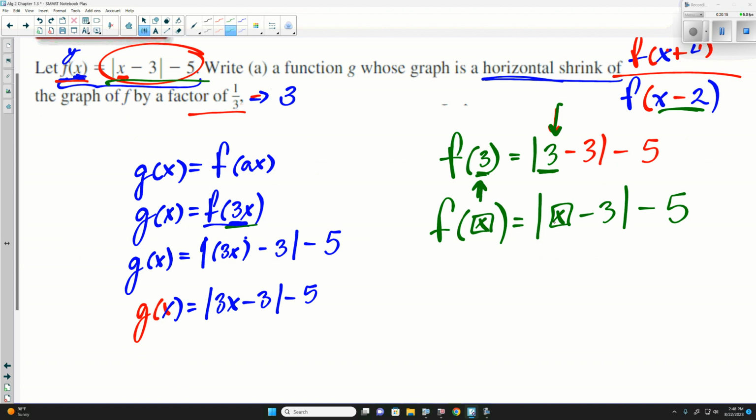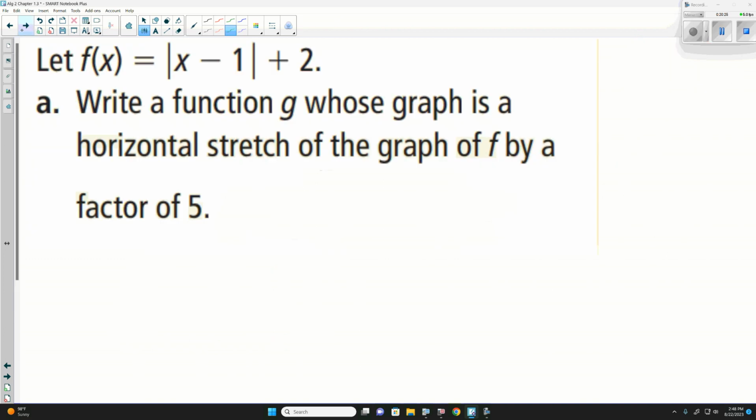Oddly enough, the first time I saw that kind of method of writing it was in college. Yeah. Questions on this so far? Let's look at this next one.